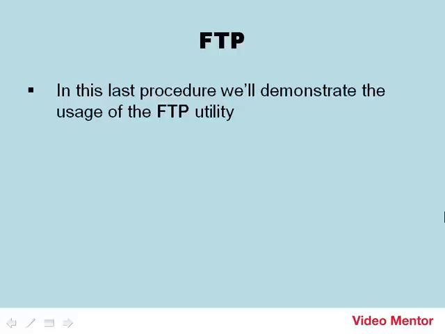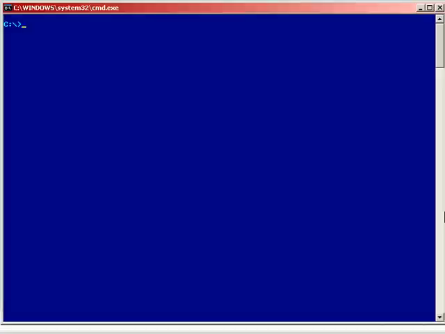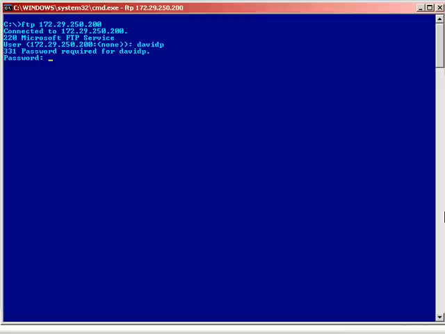In this last procedure, we'll demonstrate the usage of the FTP utility. And to demonstrate this, we'll go to the command line for the last time in this lab, and we'll type FTP. The FTP command allows us to connect to FTP servers by name or by IP address. I want to connect to the FTP server on my LAN, so I'm going to type its IP address now, and it's going to ask for a username and password, and if you typed everything correctly, it should say that that user is now logged in. For me, it's David P.